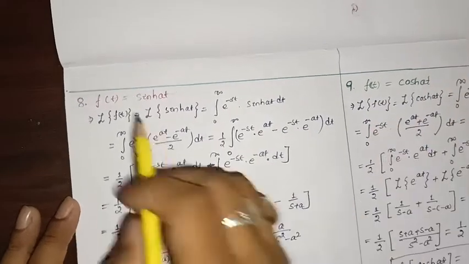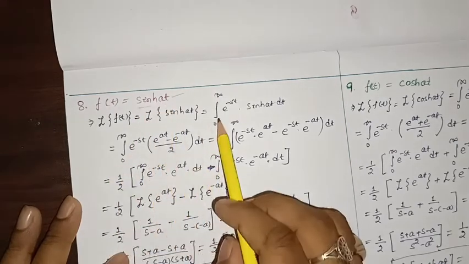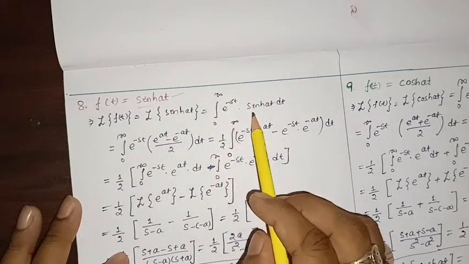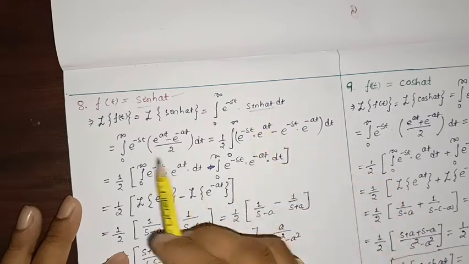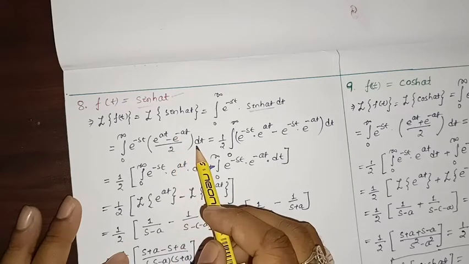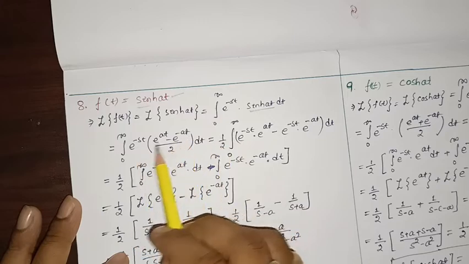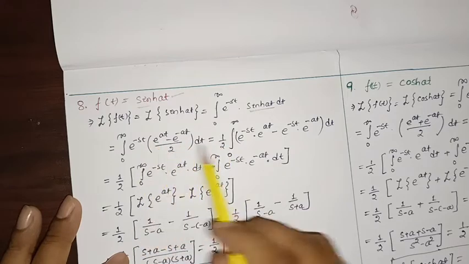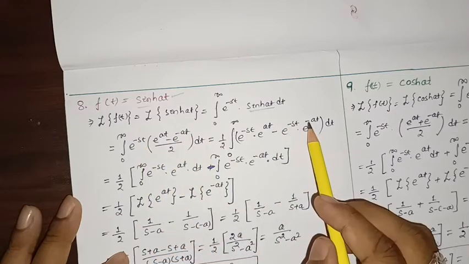Okay. So the next function is your sin hat, 0 to infinity e to the minus st sin hat dt. So here sin hat will be written as e to the at minus e to the minus at by 2, dt. So 1 by 2 taken outside, 0 to infinity. Here we get two integrals, e to the minus st into e to the at minus, here e to the minus st into e to the minus at dt.